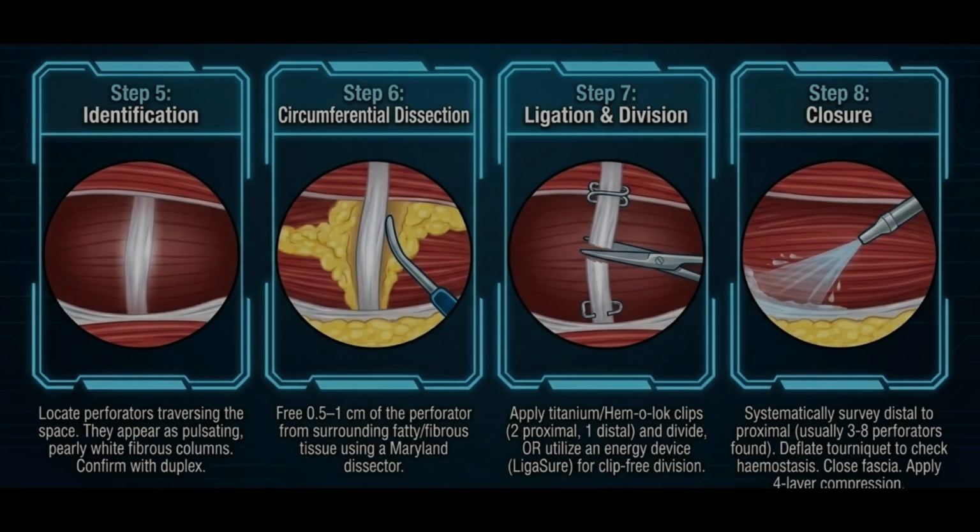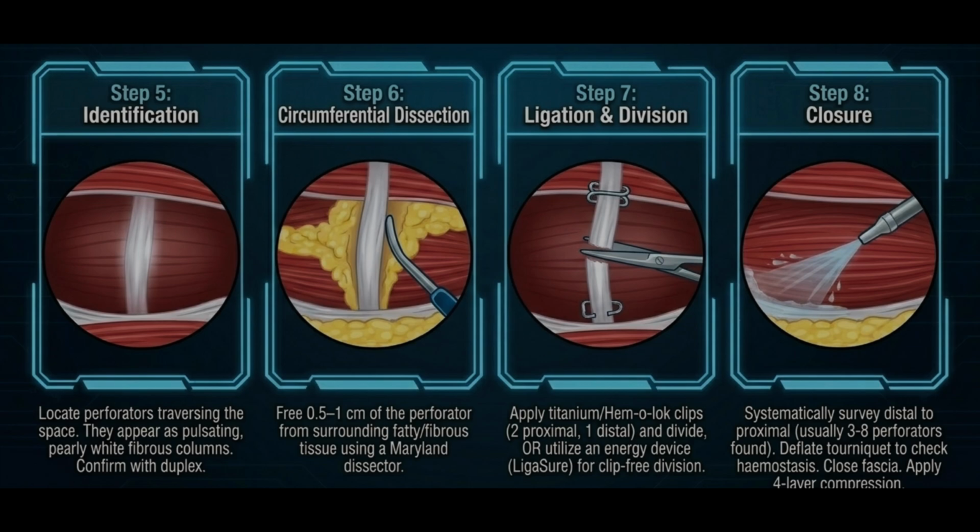Identification. Locate perforators traversing the space. They appear as pulsating pearl-white fibrous columns and are confirmed with the duplex scan. Circumferential dissection. Free 0.5 to 1 centimeter of the perforator from surrounding fatty or fibrous tissue, dissected using a Maryland dissector. Ligation and division. Apply titanium or Hemolok clips, 2 proximal and 1 distal, and divide the perforator, or utilize any energy device like LigaSure for clip-free division. Closure.